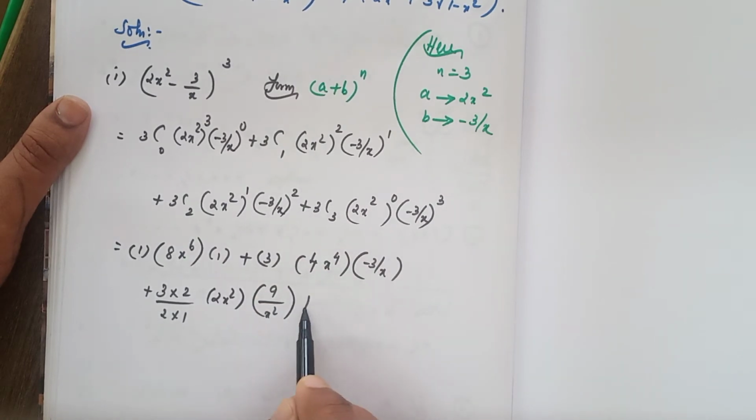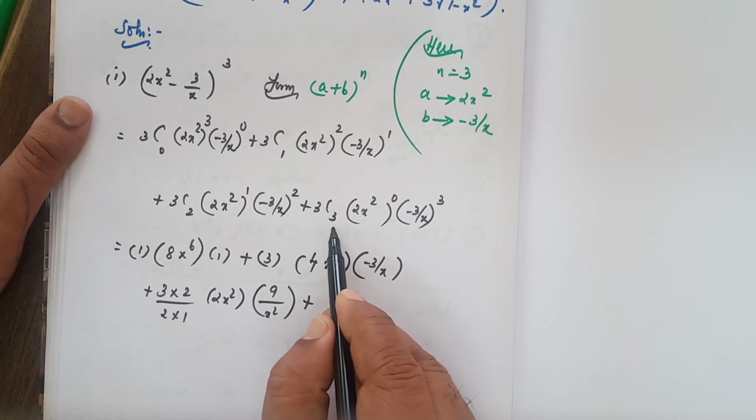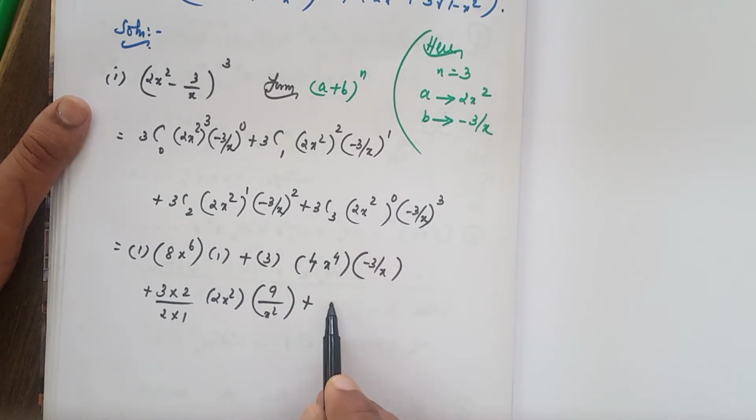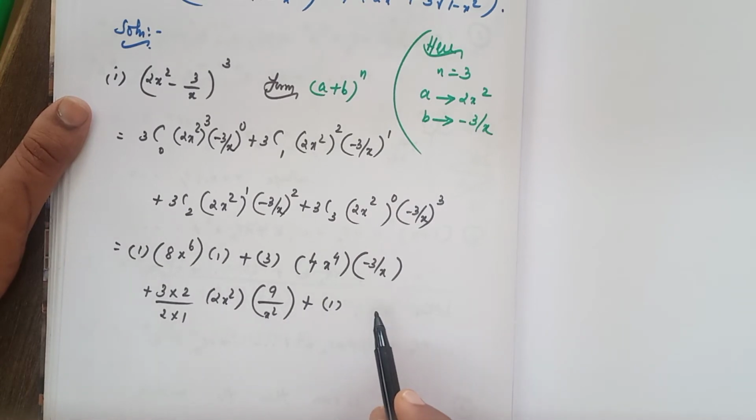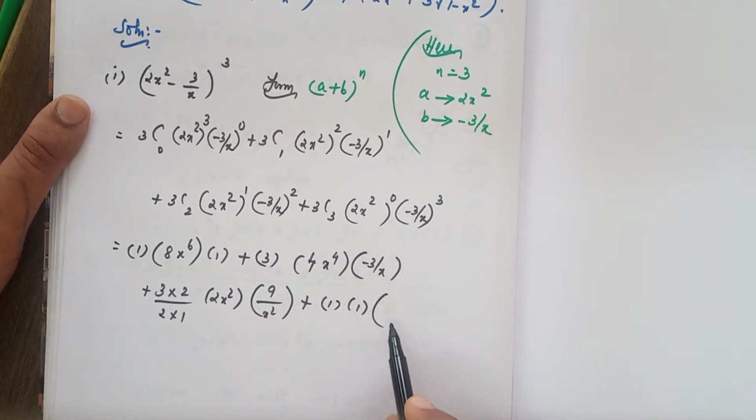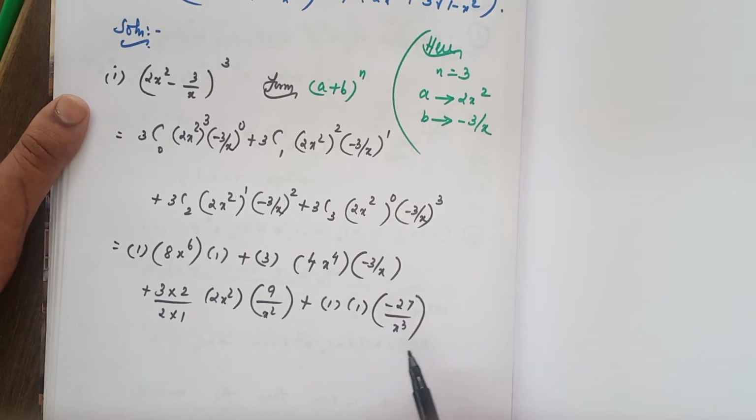Plus, now look at that, 3C3. If NCN value is 1, therefore 3C3 is equal to 1. Anything power 0 is equal to 1. Now minus 3 the whole cube is equal to minus 27 divided by x power 3, which is x cube.